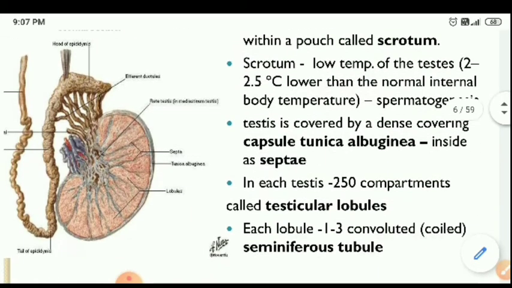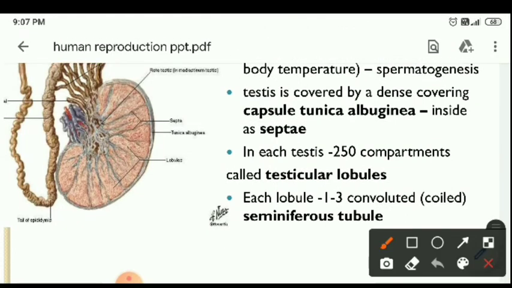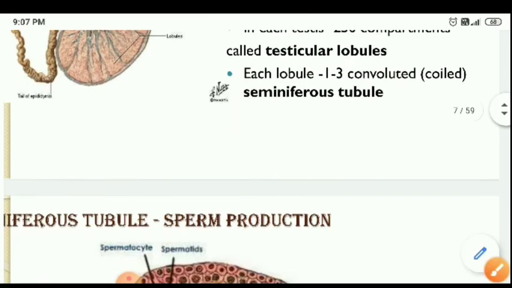Next, what is the testis? The testis has a dense covering layer called the tunica albuginea. Inside it are septa. In each testis there are about 250 compartments called testicular lobules, and each lobule contains one to three highly coiled, convoluted structures called the seminiferous tubules.